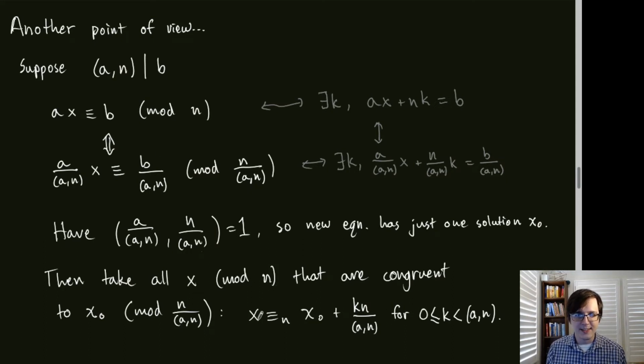So all solutions are congruent mod n to this particular solution plus a multiple of n over the GCD. And we only need to take k in a particular range to get the k different solutions. Okay, so that's that point of view. And it's a useful one for what's to come, for solving systems of these.